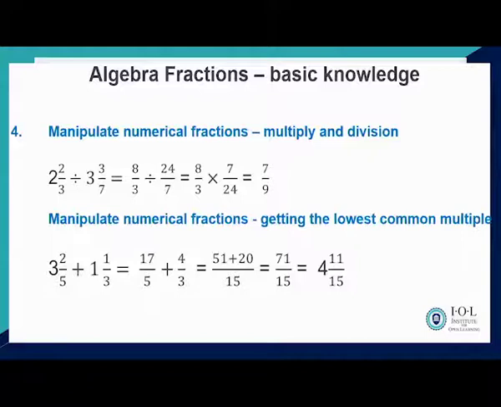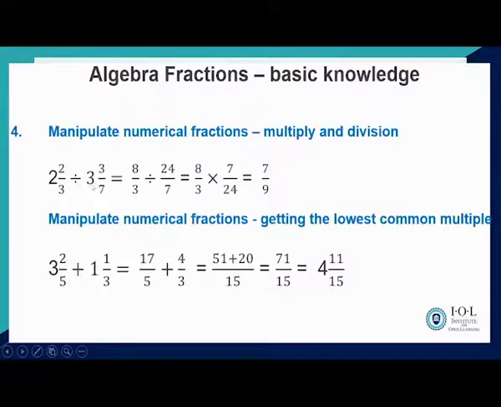Multiplying and dividing of fractions. If you have mixed numbers, you can't multiply and divide mixed numbers. You have to make them improper fractions. So this is where we start. 2 2/3, we make it an improper fraction, 8/3. You say 2 times 3 is 6, plus the 2 on top gives you the 8/3.